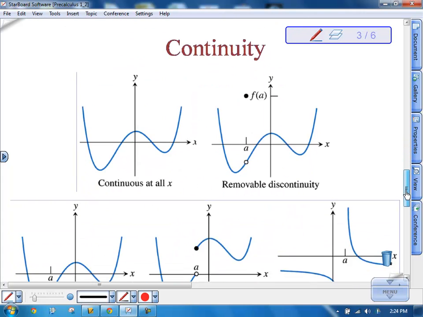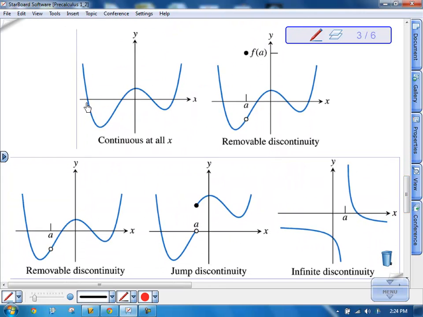All right, so continuity then, there's different types of continuity. This function right here looks like a 4th degree polynomial. It's like f of x equals x to the 4th minus 3x plus 2 or something, I don't know. But it's a 4th degree polynomial where there's 4 real zeros, and it's continuous. There's no places that x is not in the domain. So the domain's all real numbers.